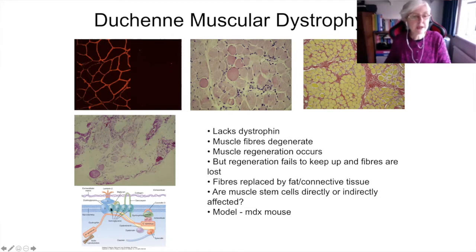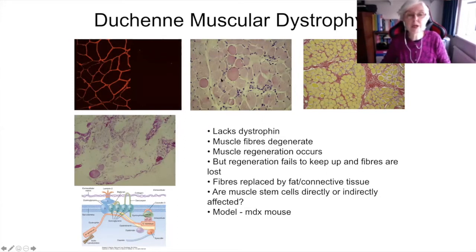Dystrophin is a part of a huge complex, the dystrophin-associated protein complex, that spans the plasma membrane of the muscle fiber. If dystrophin is lost, much of the complex is lost as well, and as a consequence, the muscle fibers degenerate. Regeneration does occur, but of course the regenerated fibers still don't contain dystrophin, and then they go on to break down again. And the regeneration eventually fails to keep up.